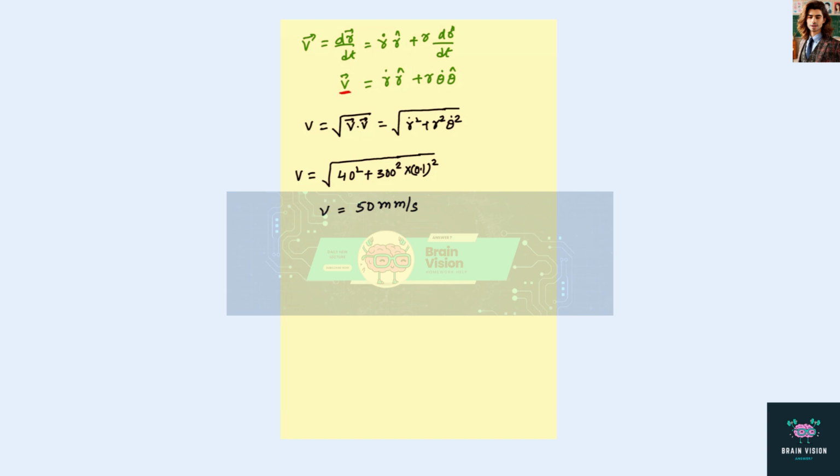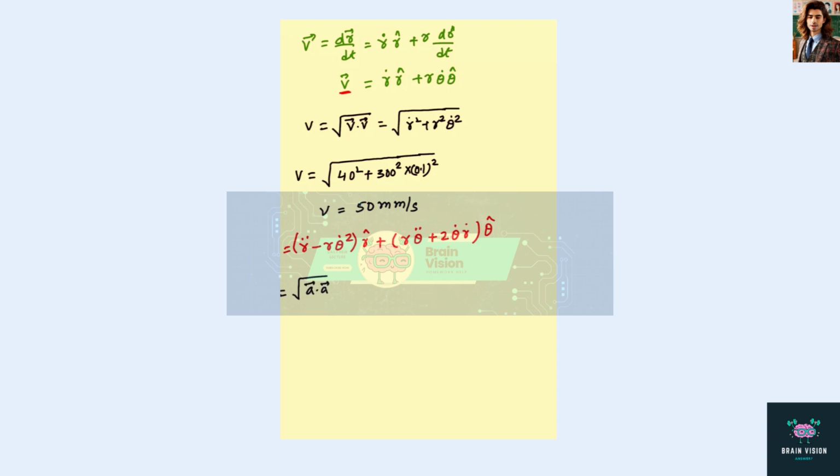Okay, and for the acceleration we can derive the derivative of v vector. So we will get a vector equals r double dot minus r theta dot square r cap plus r theta double dot plus 2 theta dot r dot theta cap.